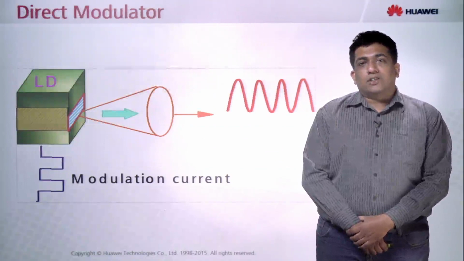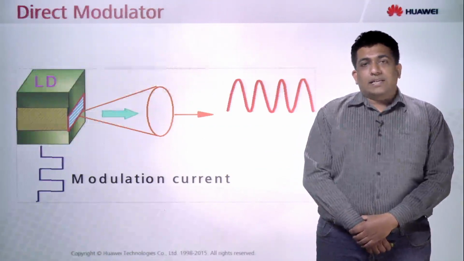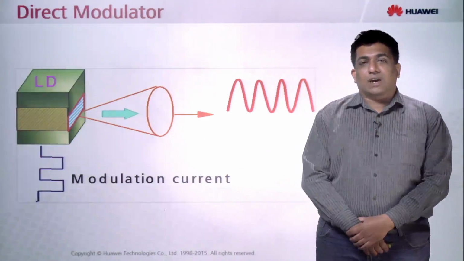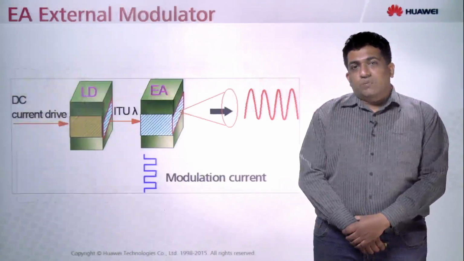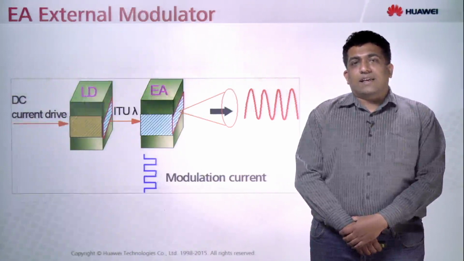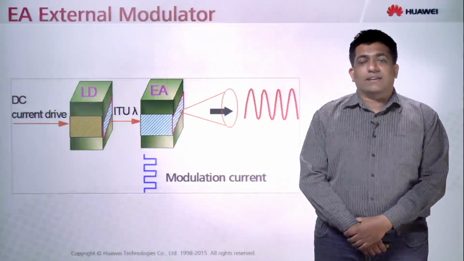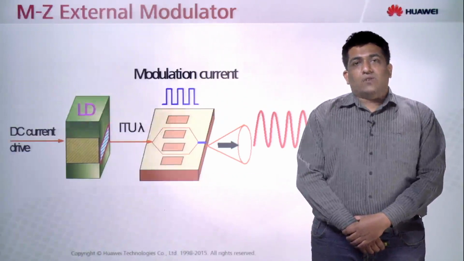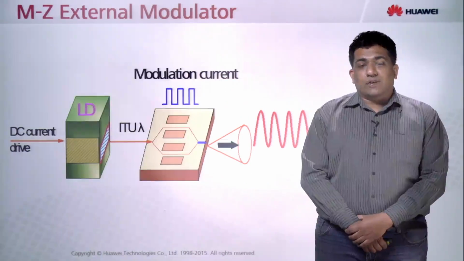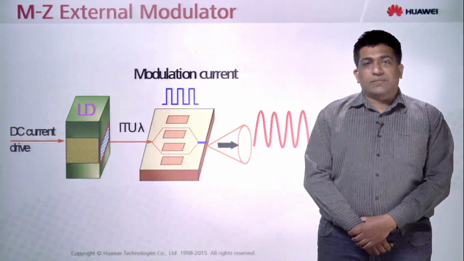This is the modulator. Usually this modulator is known as the direct modulator, where the LD, the laser diode, comes in, where your signal is modulated and transmitted out. The next one, a bit improved version, is the EA external modulator, which works exactly the same, except here your lambda is based on your ITU-T standard. Then we have the next one, the Mach-Zehnder external modulator, where your setup is the same as the EA just now, except here your current is modulated differently.